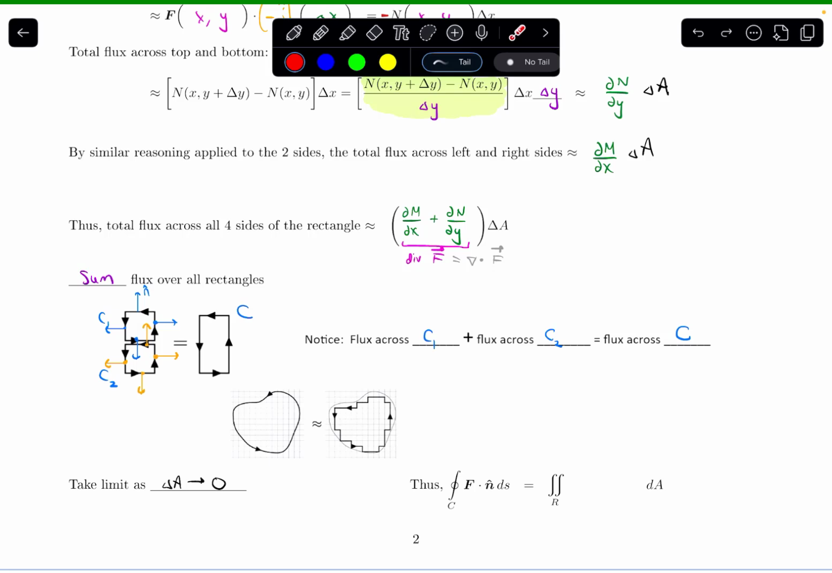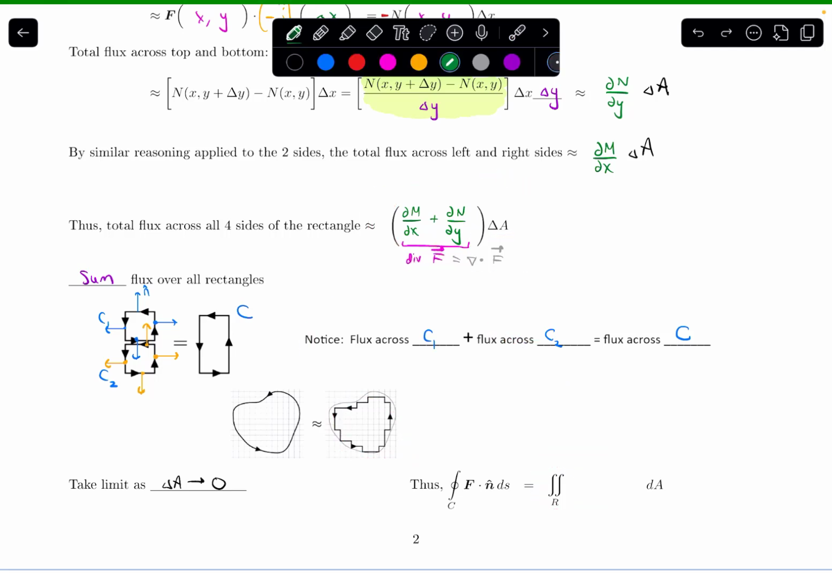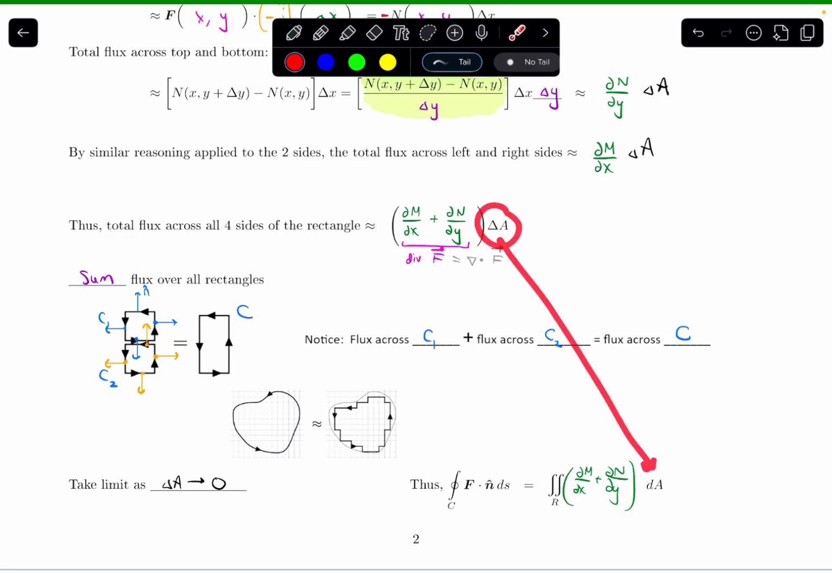And on the flip side, we've been approximating this and getting terms that look like this: divergence times delta A. Well, when we're adding those up, that'll become a double integral over this region R, where I put my divergence in the integral. So the partial of m with respect to x plus the partial of n with respect to y goes in the integral. And then that delta A becomes a dA. And that right there, that is Green's theorem. We have just proved it.